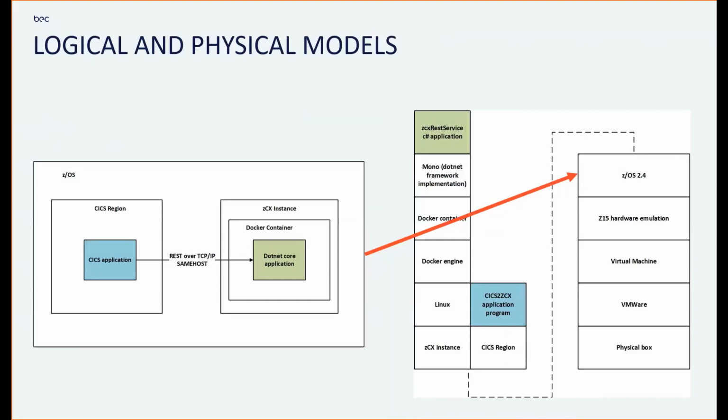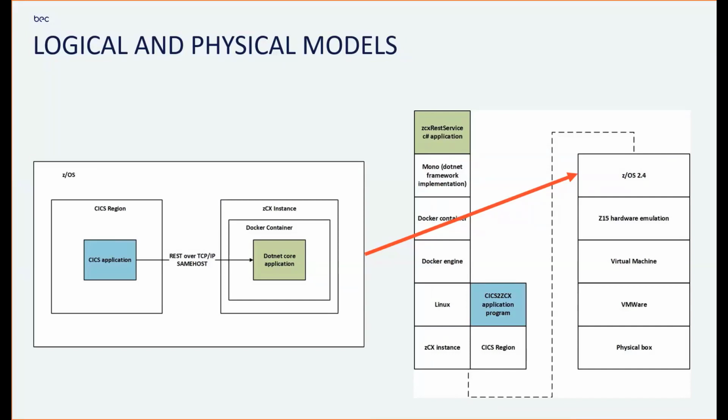Then continuing, we have CICS regions and zCX instances, and on top of CICS, inside the CICS region, we have a CICS application program, and on top of zCX, we have Linux, then we have a Docker engine, then we have a Docker container, then we have Mono, and then we have our applications. So I'd just like to stress, this is not suitable for performance testing, but we were able to do a proof of concept with a couple of simple programs and a lot of plumbing.